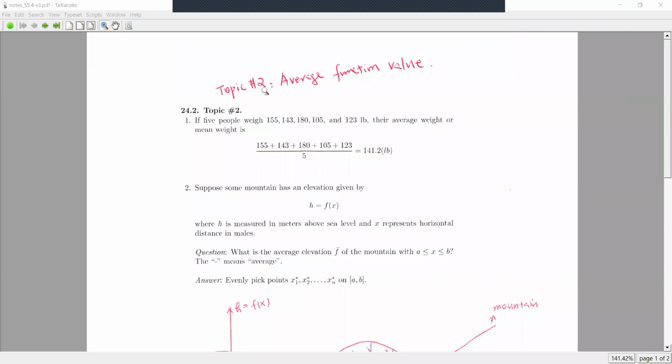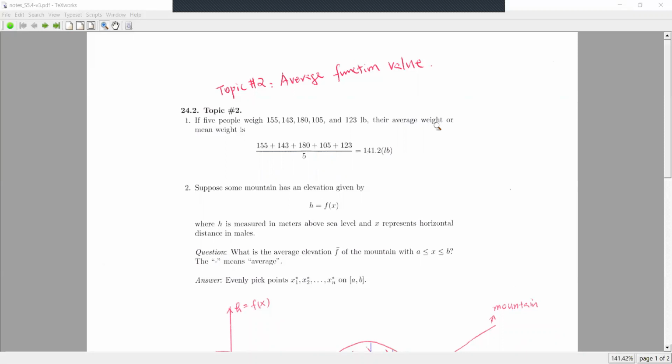Topic 2 today, average function value. As a motivation, let me show you 2 examples. Example 1, if 5 people weigh 155, 143, 180, 105, and 123 pounds, respectively, then what is their average weight?